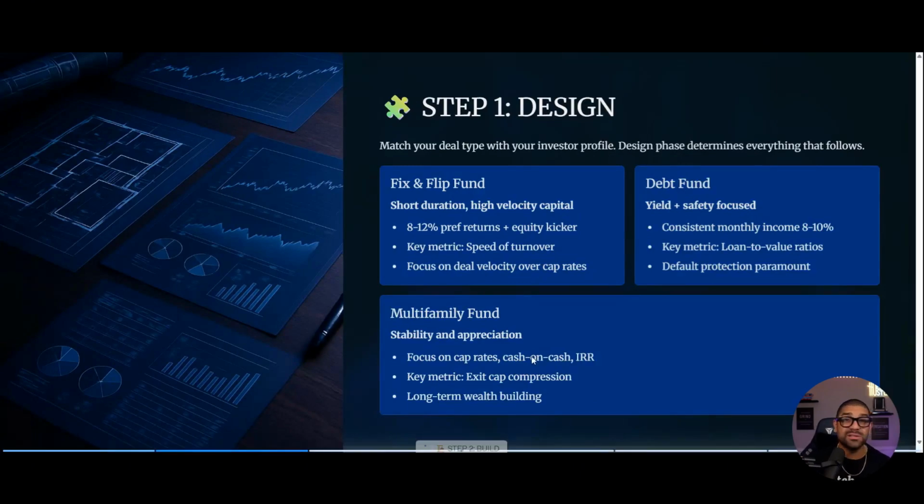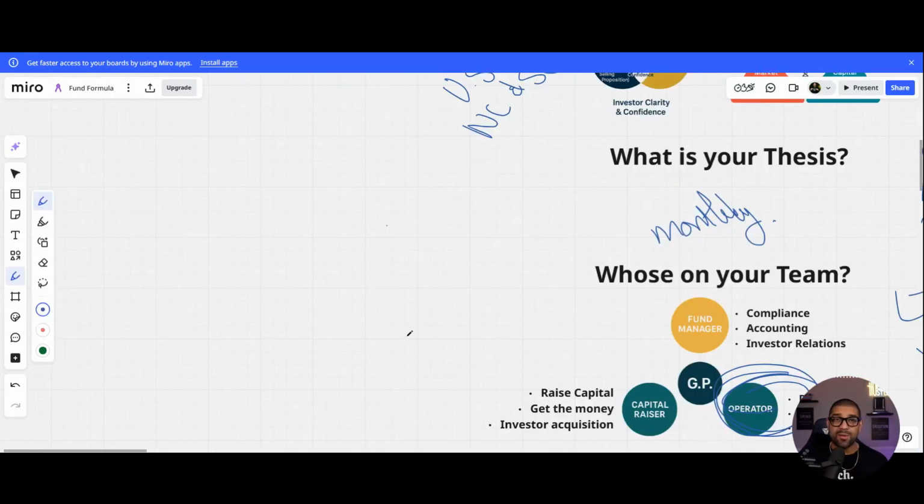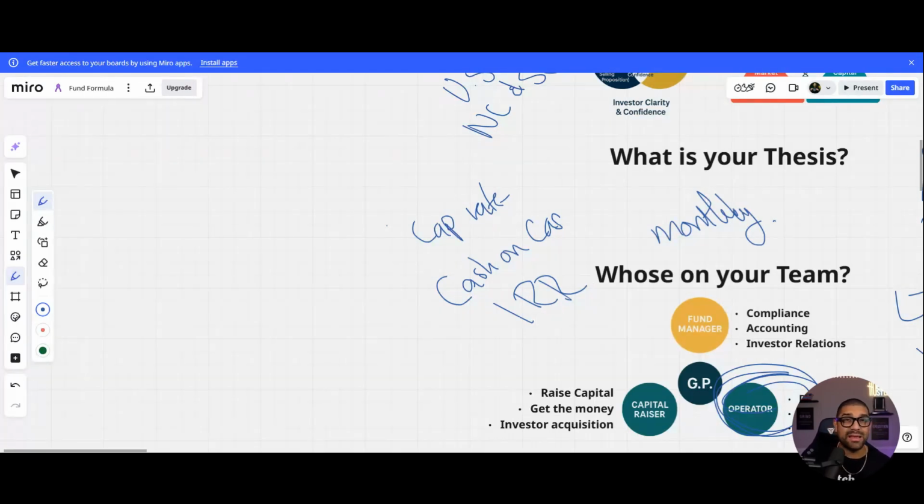Third one here is a multifamily fund. Multifamily funds are designed for people who want long-term wealth, not sexy quick flips, but stability, tax benefits, and growth. Investor perspective: they care about cap rates. What's the property worth in correlation to income? They care about cash on cash returns, which is how much cash flow they are actually pocketing. And then they care about IRR, which is a blended return over the life of their investment, factoring in the time that they're in it. This is where you talk Wall Street language, because multifamily attracts institutional style capital.